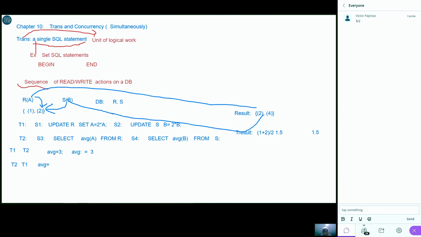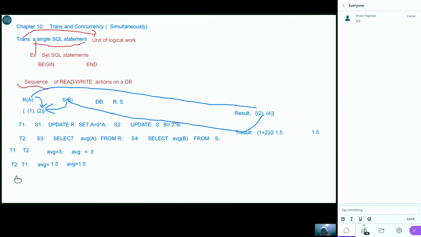It'd be 1.5. And the second average? 1.5. Okay, so we just saw that if transaction T1 goes first, then T2, we have these averages. And if they go like this, it's a different average.